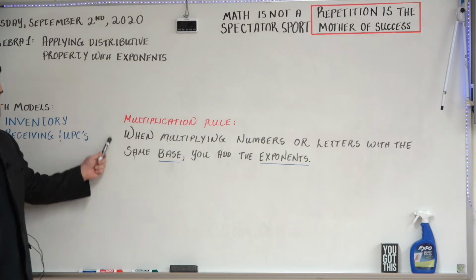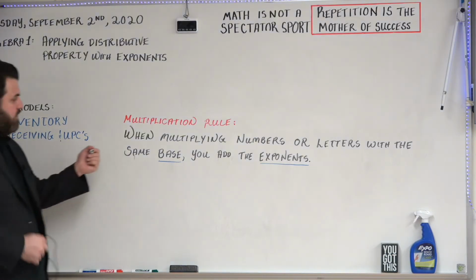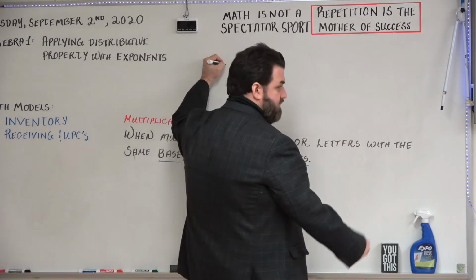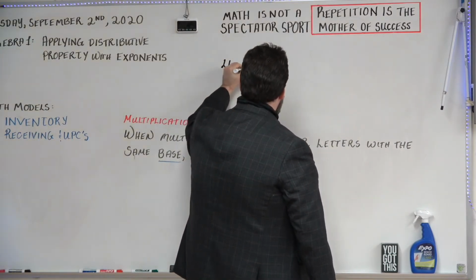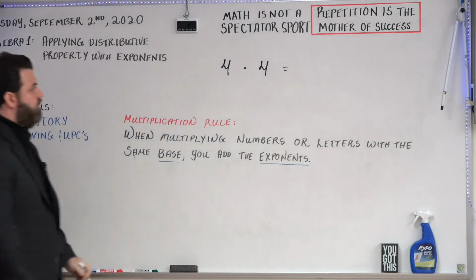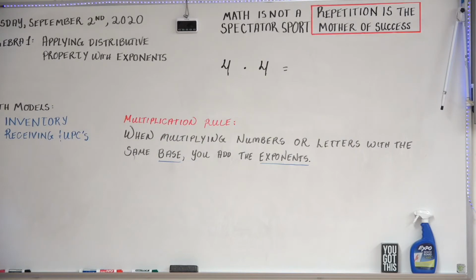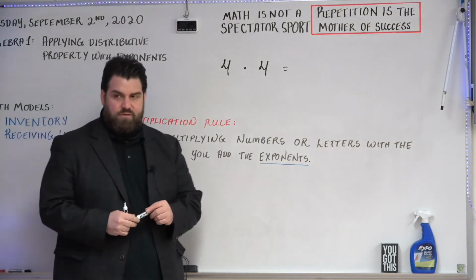Can someone read this rule out loud? When multiplying numbers or letters with the same base, you add the exponents. Very good. So, we're going to write this down now. Let's multiply 4 times 4. So right away I need to point something out that if not told, it would be very confusing.